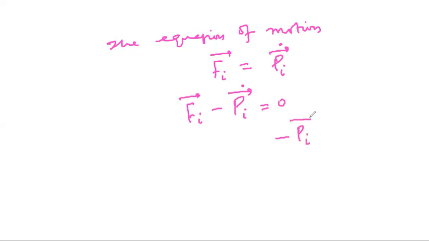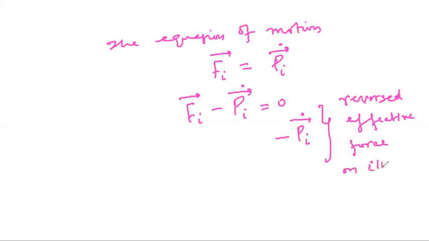Let me write it first. This minus Pi dot is called the reversed effective force, of course, on the ith particle in the system. Minus Pi dot is called the reversed effective force on the ith particle. So we can say that the particles in the system will be in equilibrium under a force equal to the actual force, that is Fi, plus a reversed effective force, minus Pi dot.